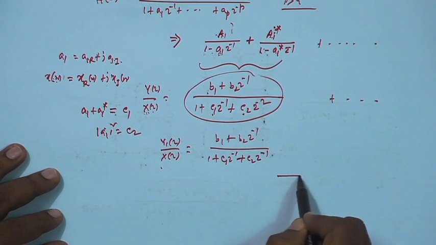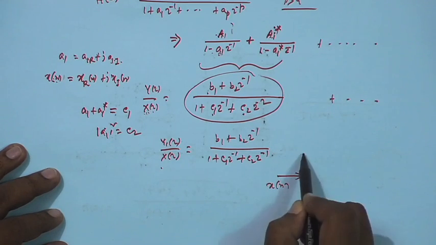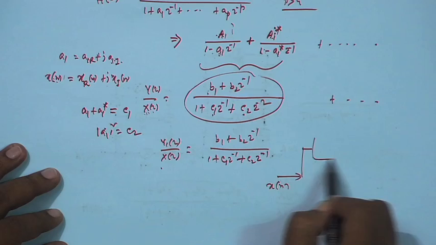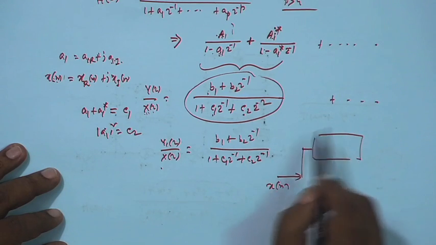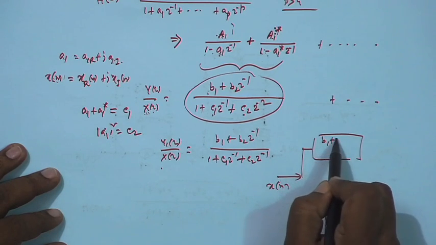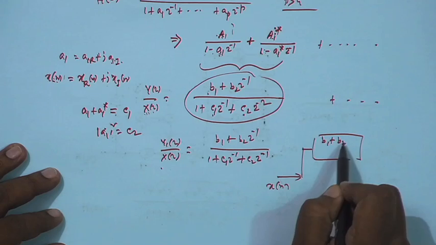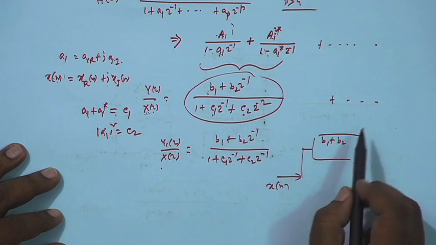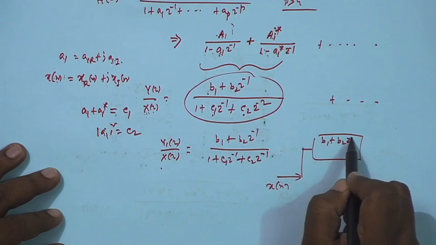So, what you will have is x[n], you have this filter. This you realize in direct form 1 or 2. This is a second order filter. Both numerator and denominator are second order, which is called biquadratic.